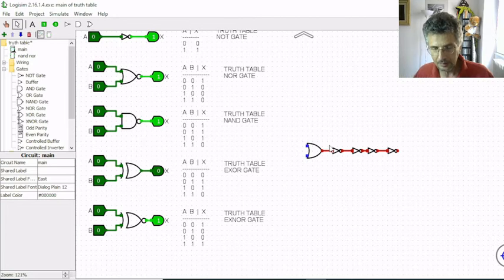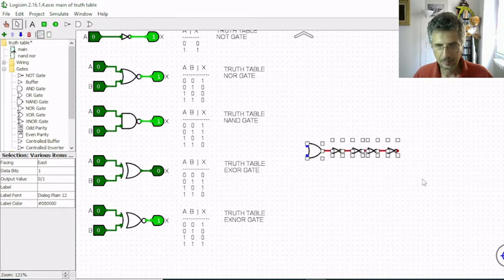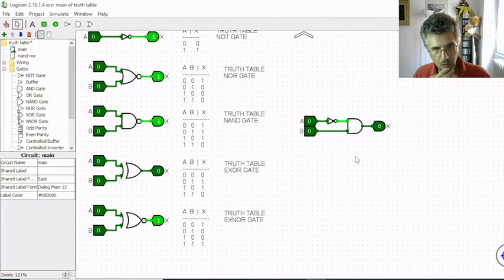Another question is, do these standard gates exhaust all the possible truth tables, or at least all the possible truth tables with just two inputs? And here the answer is no. I can quickly show you a circuit that doesn't fit in any of these. So let's see which is the truth table of this circuit.